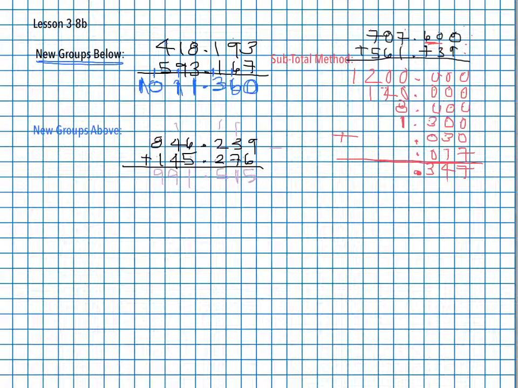Now, let's add up this column. We have 0 plus 8 plus 1 is going to give us 9. Now, 0 plus 4 is going to give us 4. Now we're going to look at this one. 2 plus 1 is going to give us 3. And then 1 plus nothing is going to give us 1. So our grand total, if we look at it, is 1,349 and 347, and this is in the thousands column.